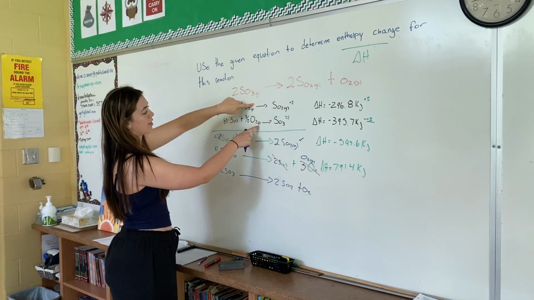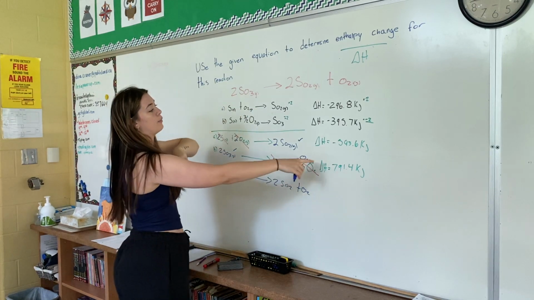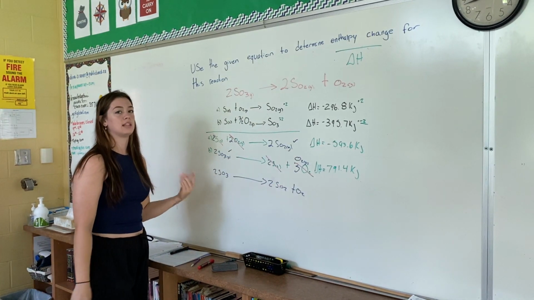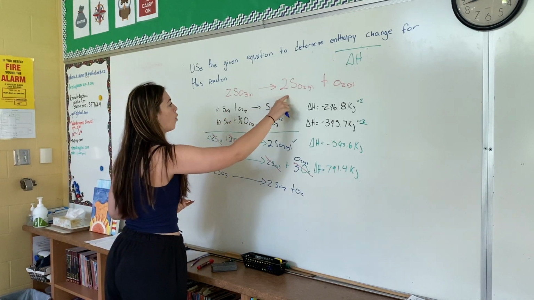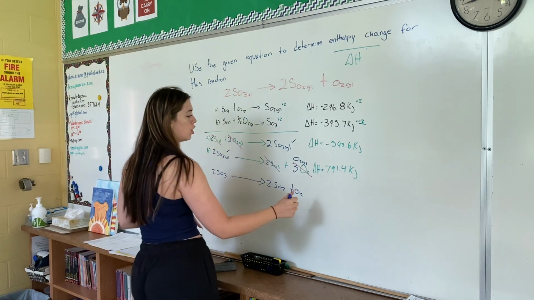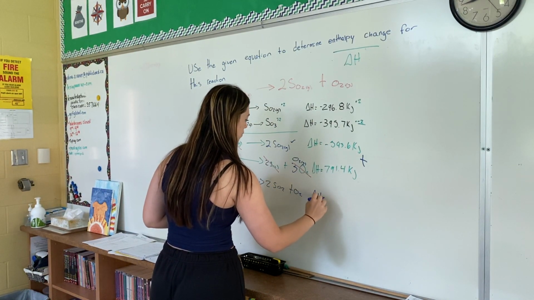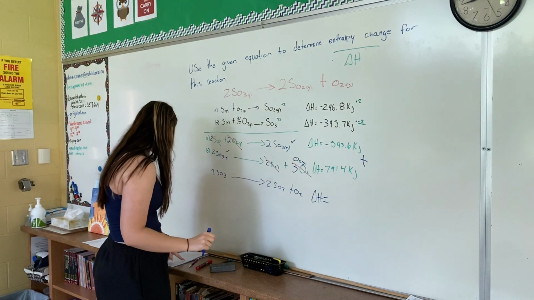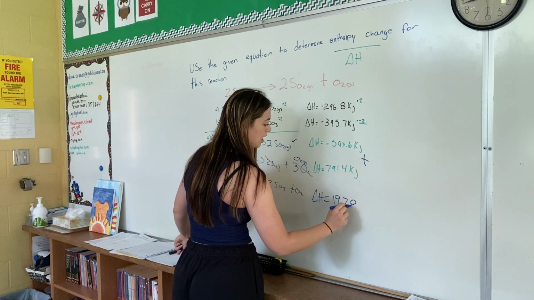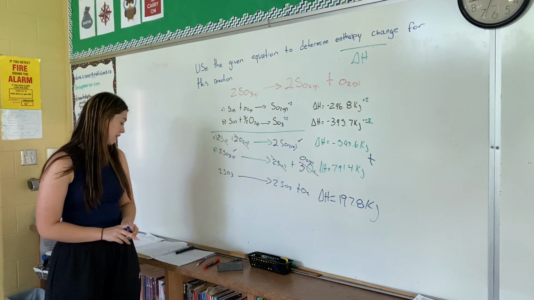So we have the enthalpy changes for these 2 different ones, and we found them for when we rearrange the equations, but now we need to add them together to get it for this whole equation. These 2 are identical. So when we add these together, we get a delta H of 197.8 kilojoules. So that's how you do a Hess's law question.